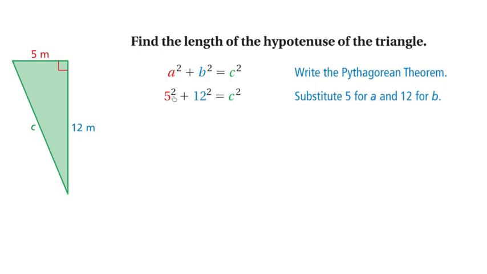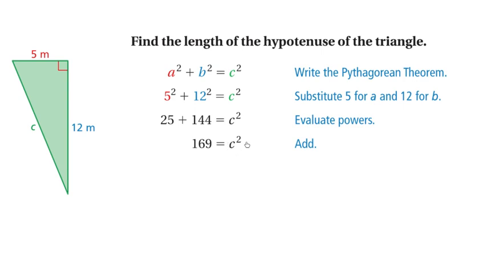What do I do now? I have to do my exponents. I have to do 5 squared and 12 squared. What's 5 squared? 25. What's 12 squared? 144. What's next? Do your addition. 144 plus 25 is 169 equals c squared.